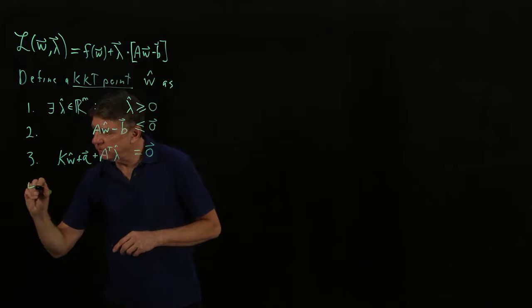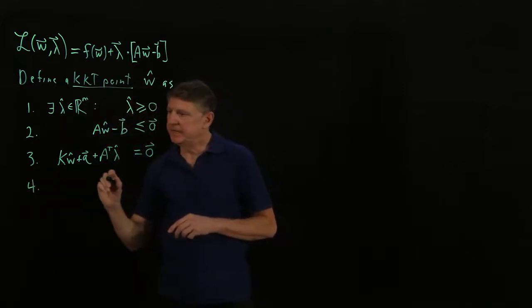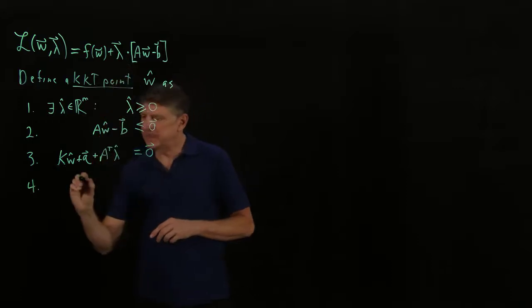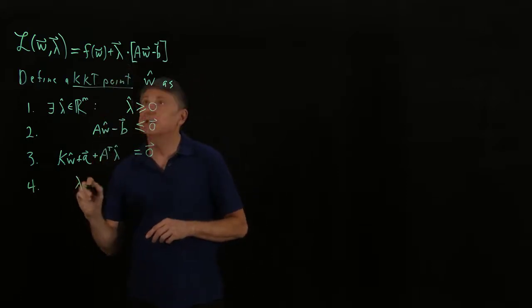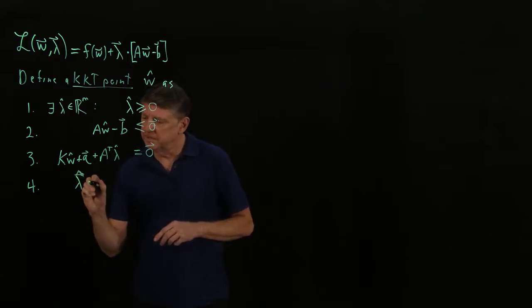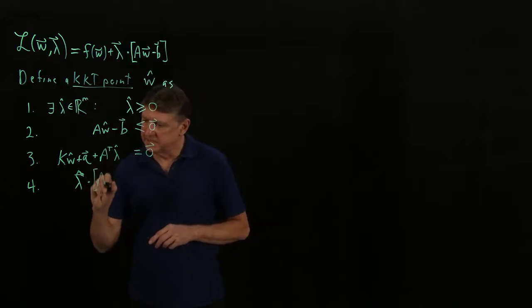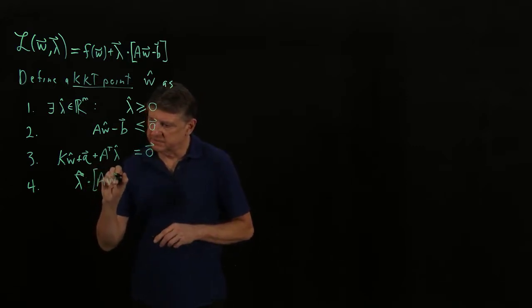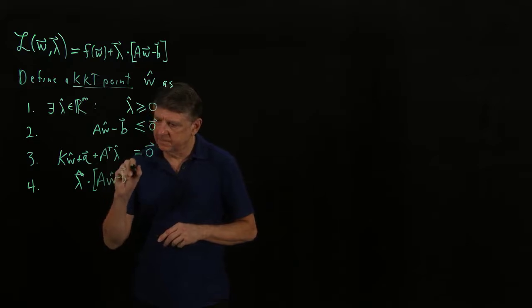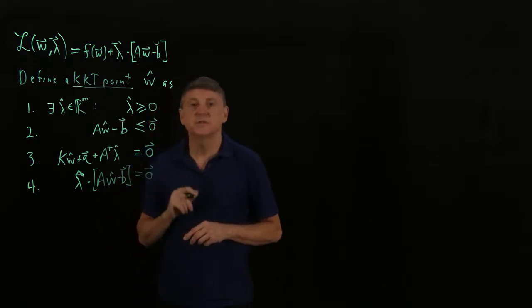And the fourth requirement, the fourth part of the definition, is that the dot product of the Lagrange multipliers and the constraints, evaluated at the KKT point, must be equal to 0.